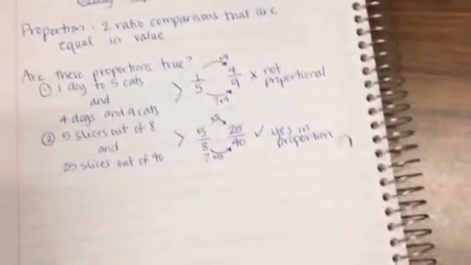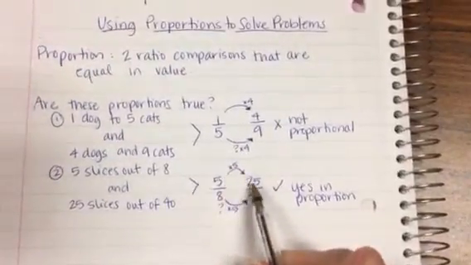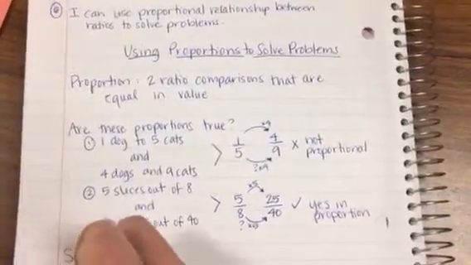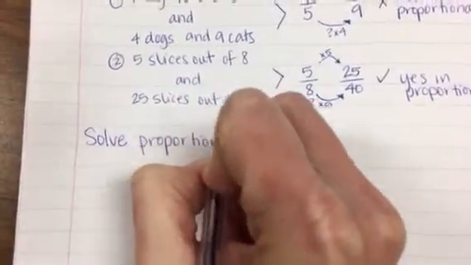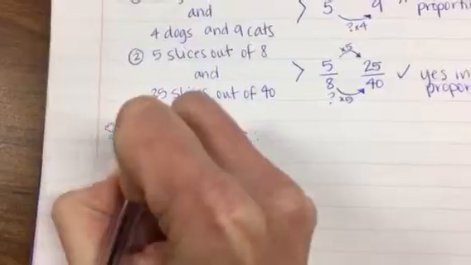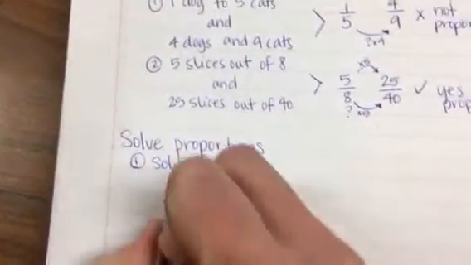But we've talked a little bit about how sometimes it won't be nice and pretty like this, like 5 times 5 gives me 25. Sometimes we'll have numbers that don't work. For those, that's called solving proportions. And we're going to use something that your elementary school teachers taught you, and that's actually cross multiplying.